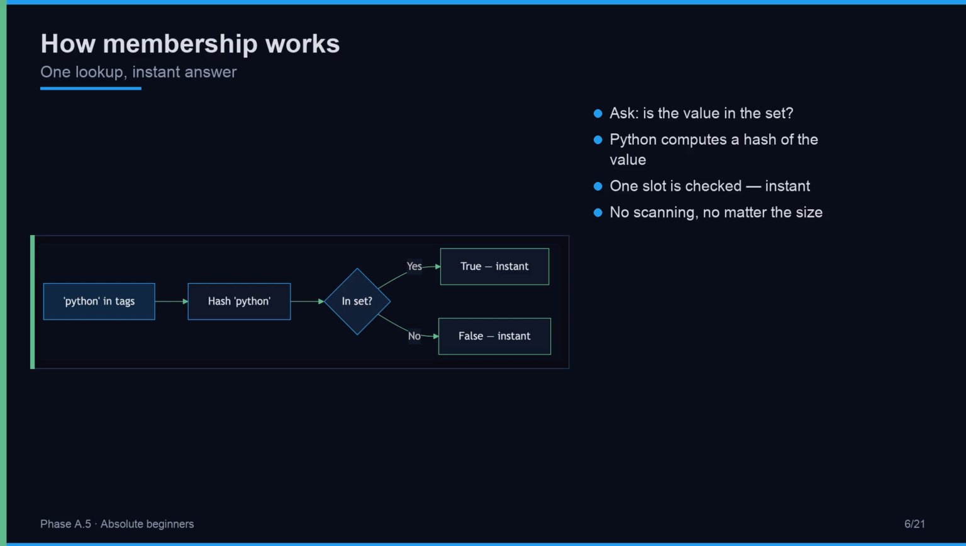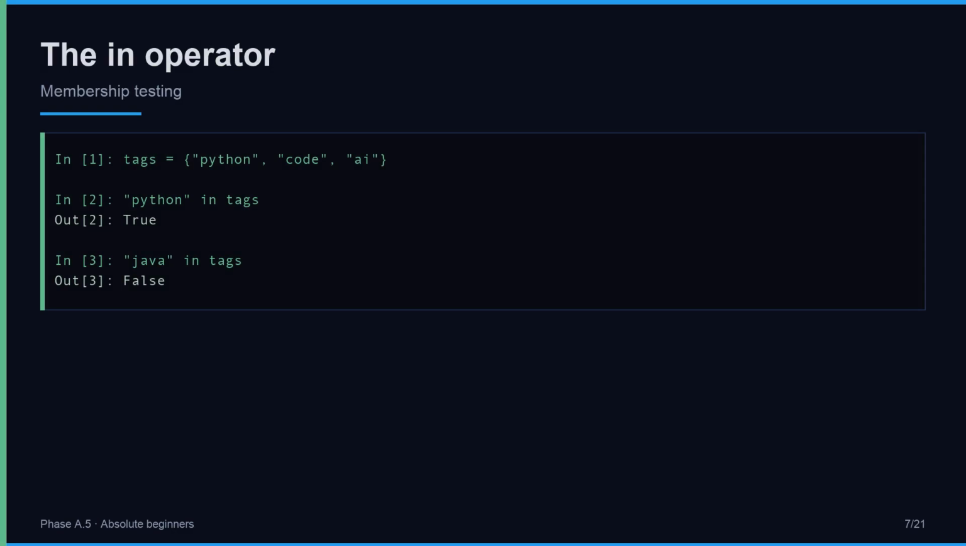One lookup, one answer. The membership operator is the word in. Python in tags returns true because Python is one of the values. Java in tags returns false because Java is not there. That is the whole pattern, value, the word in, then the set. You get back a boolean, true or false. No loop, no scan, no counting. This single expression is the most common thing you do with a set. Anywhere you need to ask belongs to, reach for in.